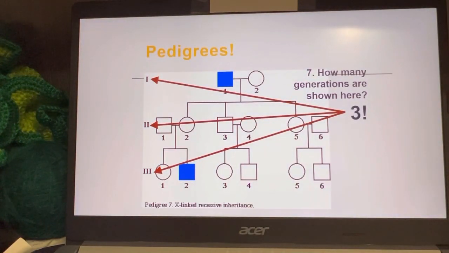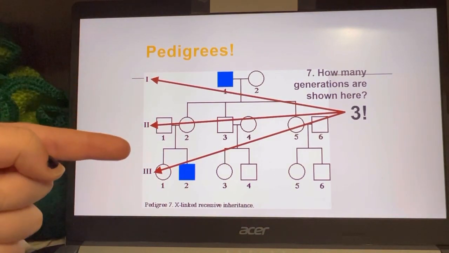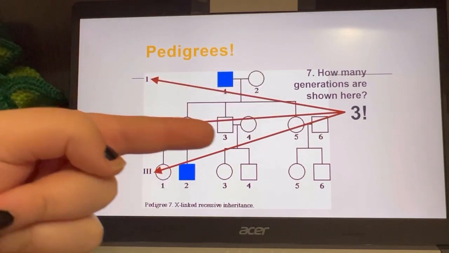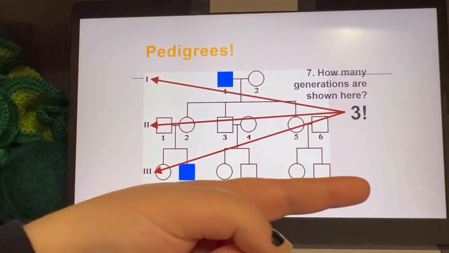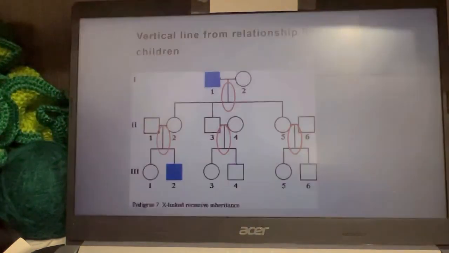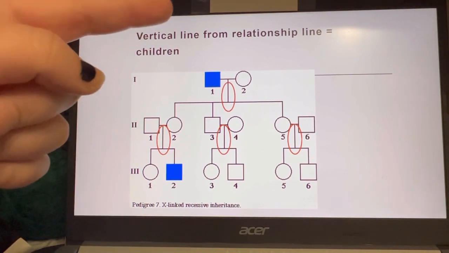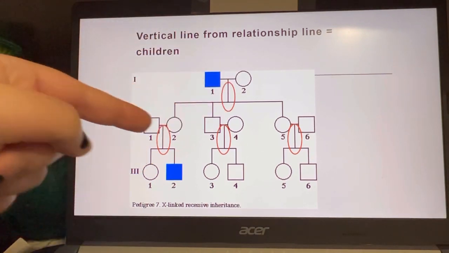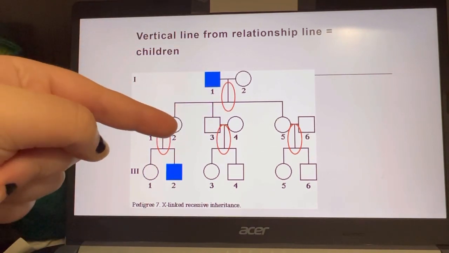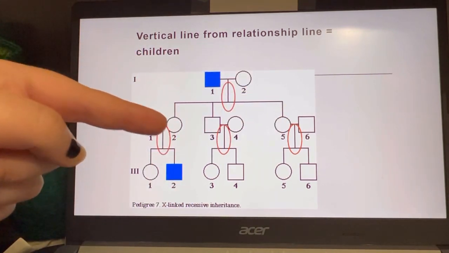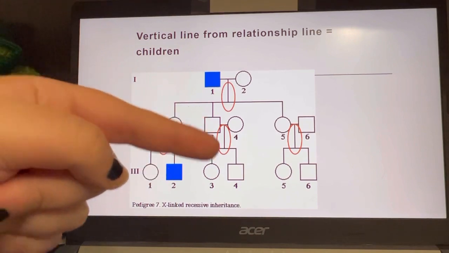Alright, so with pedigrees, how many generations are shown here? On the side here, there are Roman numerals. So generation 1 is in this line, generation 2, and generation 3. So 3 generations here. Alright, vertical lines form relationship lines to children. So these 2 had offspring, and that's the line. So this is the child, this is one of the children, this is one of the children. And these guys had offspring here.